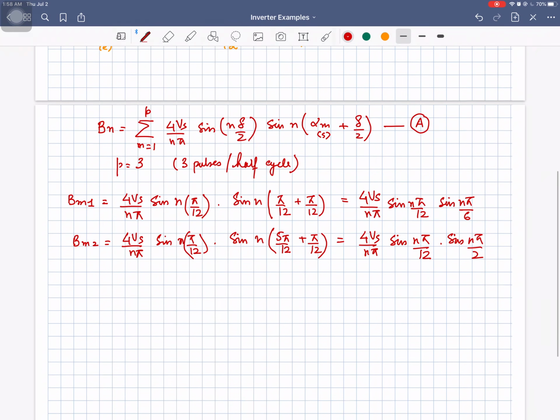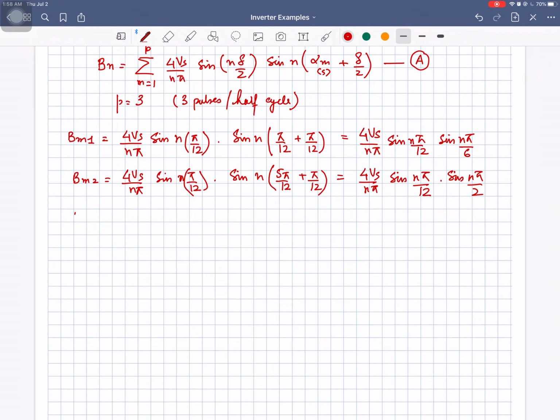Now let's repeat the same thing for the third pulse pair. So Bm3 will be equal to 4 Vs by n pi into sine n pi by 12 into sine n times the starting angle of the third pulse, which is equal to 3 pi by 4, plus half of the pulse width, that is pi by 12. So this can be written as 4 Vs by n pi into sine of n pi by 12 into sine of n 5 pi by 6.